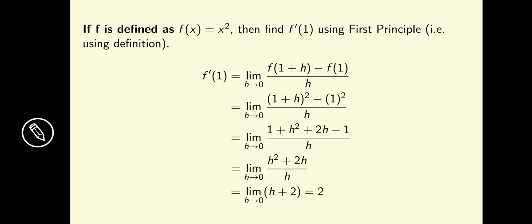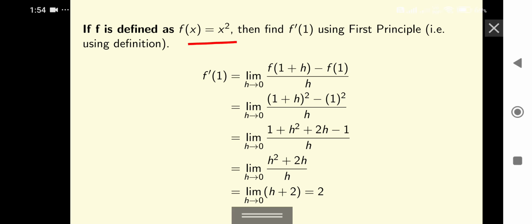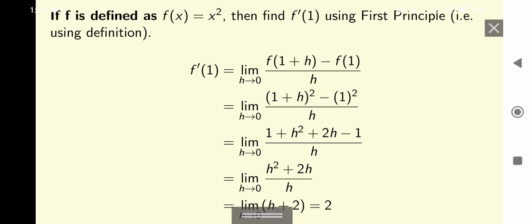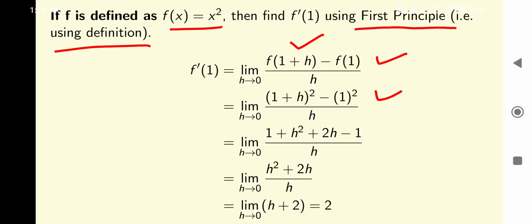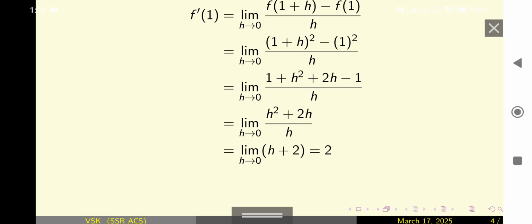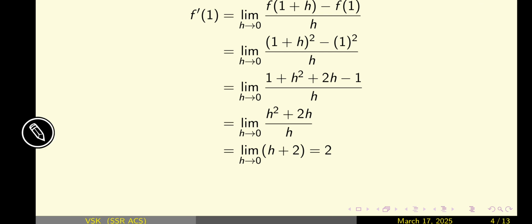Now let us see one example. Here the function is f(x) equals x square and we have to find the derivative f dash 1, that is the derivative of f at 1. So we'll use the definition because we have to find this value by first principle. So f dash 1 is the limit as h tends to 0 of f(1 plus h) minus f(1) upon h. Now f(x) is x square, so f(1 plus h) becomes (1 plus h) square and f(1) is 1 square, divided by h. When we simplify this, it becomes 1 plus h square plus 2h minus 1. This 1 and 1 get cancelled and we're left with h square plus 2h by h. Now this h and h get cancelled and the limit as h tends to 0 of h plus 2 is equal to 2. So this will be the answer in this case.